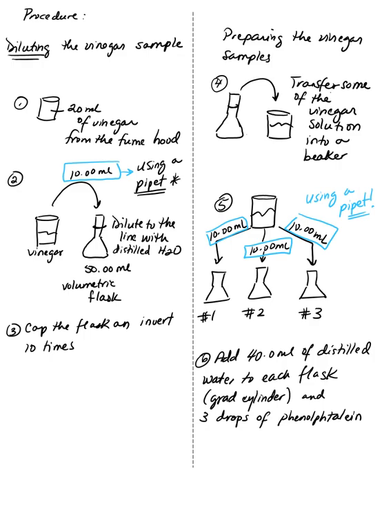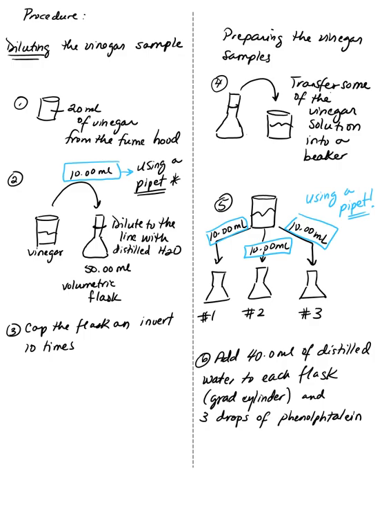So in each flask, you have your 10 milliliters of your diluted solution that you're measuring using a pipette, and you're going to add 40 milliliters of distilled water, and those 40 milliliters of distilled water you can add using a graduated cylinder.